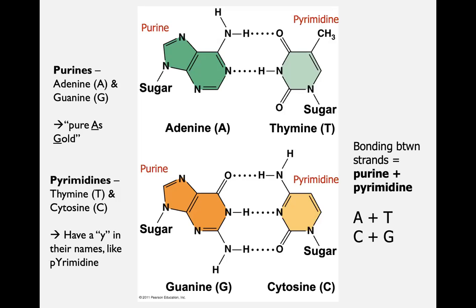The purines are adenine and guanine. So they have 2 rings. So you'll see the 2 rings here. Those are purines.